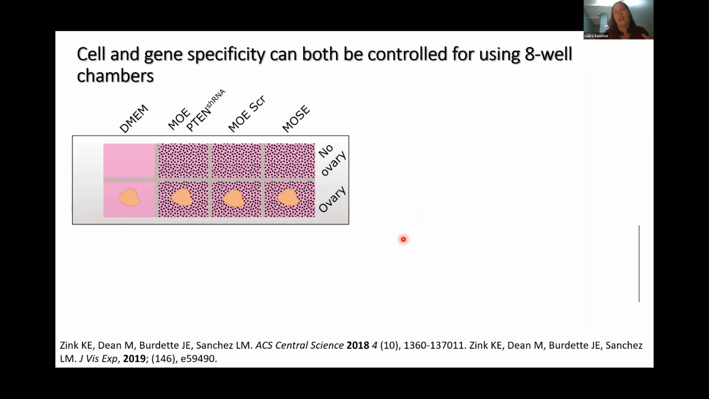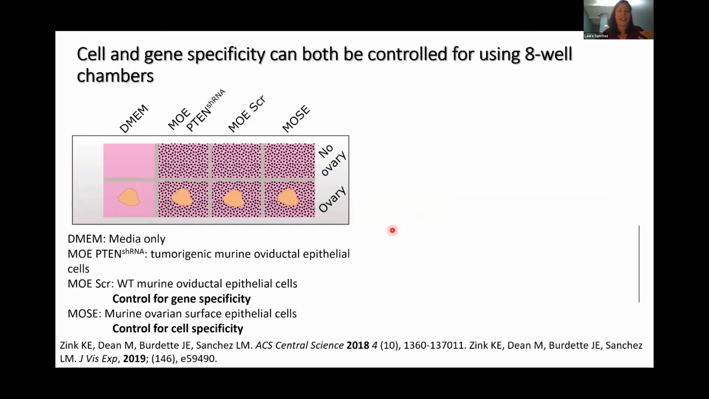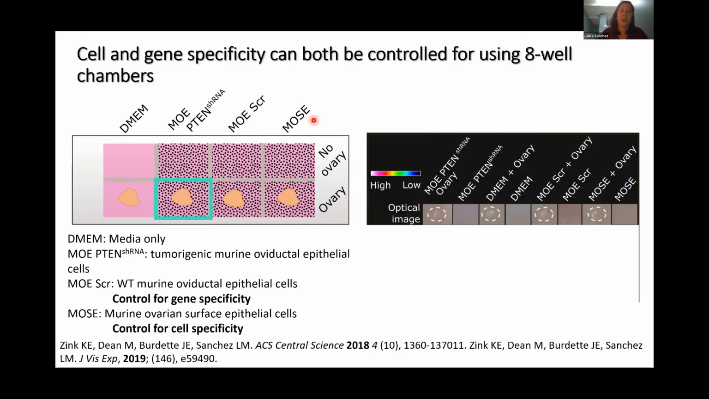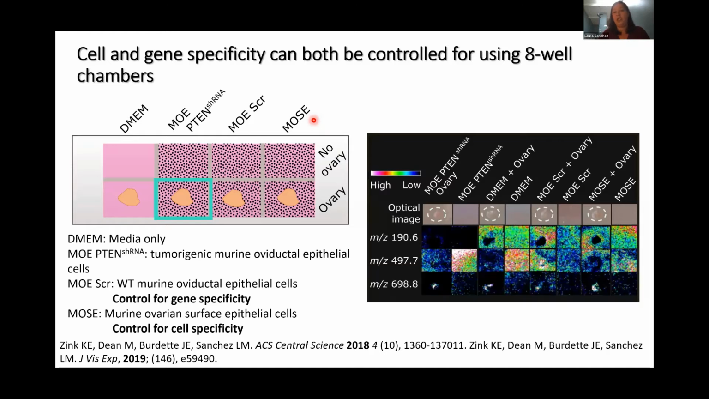And then this is the actual fun bit, right? So what are the results? I think the nice thing about the 8-well chamber is that this allows us to control for a bunch of different conditions. So we like to control for both just media, and then both gene and cell specificity. So we have a MOP10 scrambled line and then a murine ovarian surface epithelial line, just to make sure that it's not just a cell touching an ovary signal that we're going to prioritize. And again, the co-culture is really what we're interested in: what signals appear or go off when we have the healthy ovary next to these tumorigenic cells.